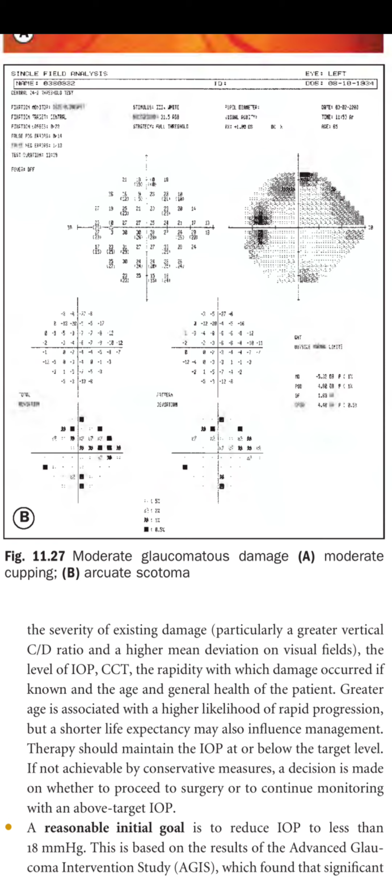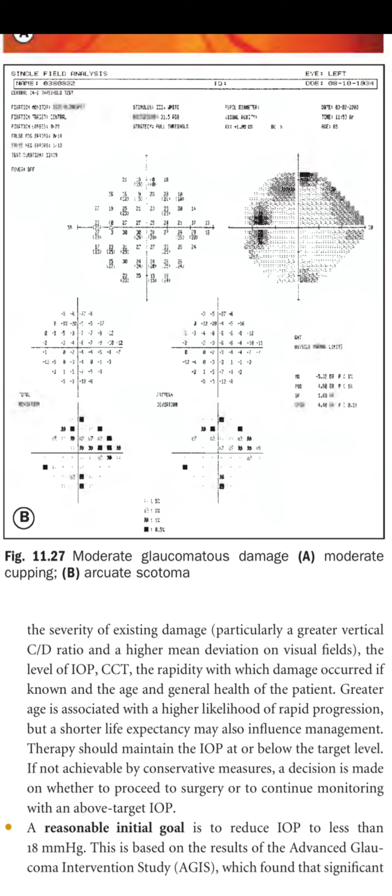Therapy should maintain the IOP at or below the target level. If not achievable by conservative measures, a decision is made on whether to proceed to surgery or to continue monitoring with the above treatment. So basically, you have to assess the damage: what the CDR ratio is, what the mean deviation on visual field is, what the level of IOP and CCT are before starting the treatment.